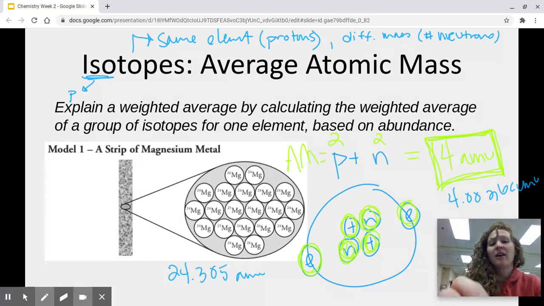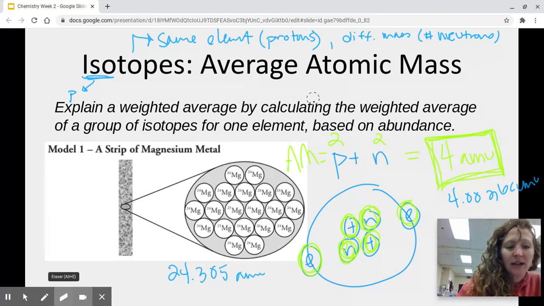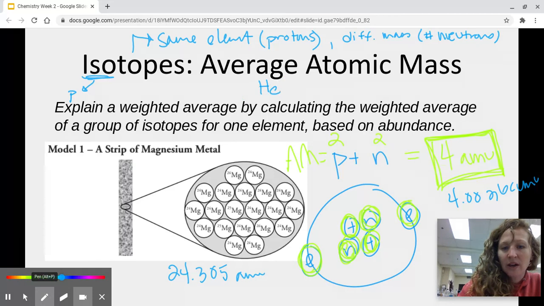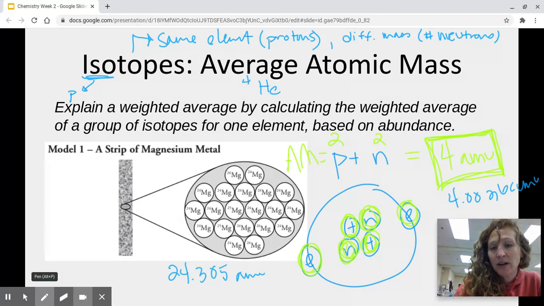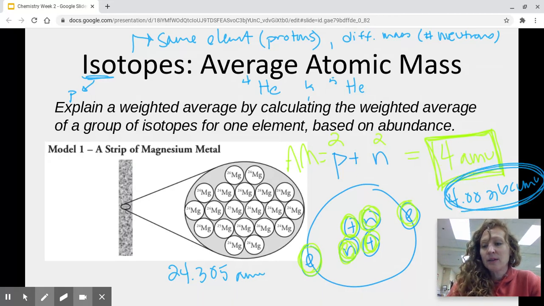So we have a couple isotopes of helium. We have one isotope of helium that weighs 4, and we have another isotope of helium that weighs 5. The question is, which one do we put on the periodic table? Do we put the isotope that weighs 4, so we put a mass of 4 on the periodic table, or do we put a mass of 5?